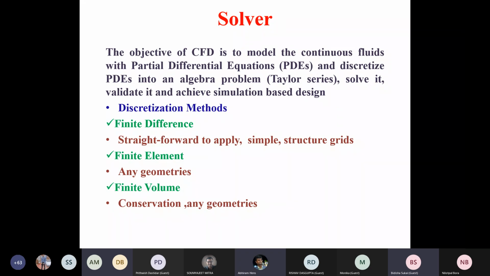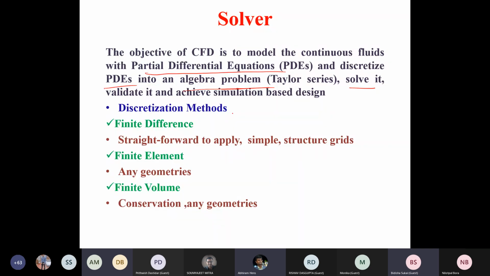The objective of CFD is to model the continuous fluids with partial differential equations. Okay, so this is the main thing. You have to model the continuous fluid flow with the help of some partial differential equations and discretize the PDEs into a set of algebraic problems, or algebraic equations. Solve it, validate it, and achieve simulation-based design. That is the objective. You solve them, and only the solution will not work. You have to validate it with some experimental result. Otherwise, you cannot blindly believe the solution that you are getting. So there are some aspects of it. We will discuss it later on.